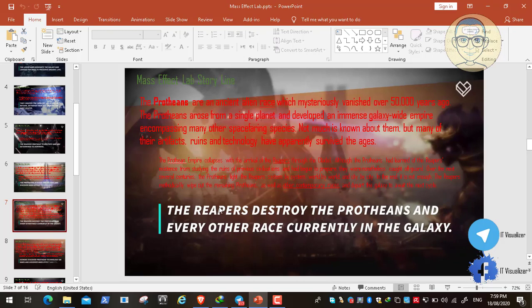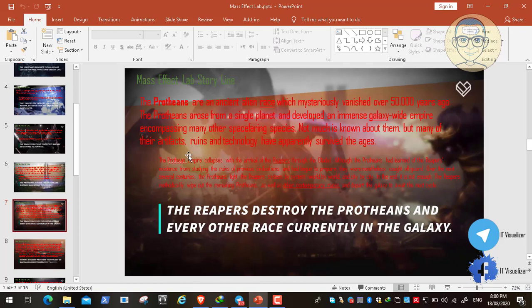So when the Reapers arrived at the Prothean empire, the Protheans had already learned that the Reapers exist by studying the previous civilizations the Reapers had destroyed, and they tried to fight them world by world, city by city, but this was not enough. The Reapers at the end wiped out the remaining Protheans, and the whole race of the Protheans was destroyed.